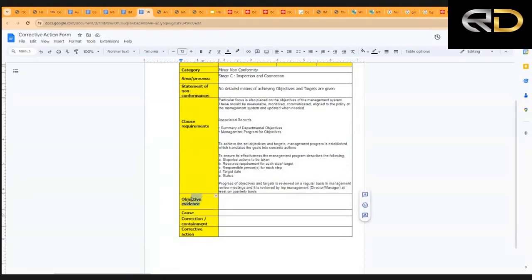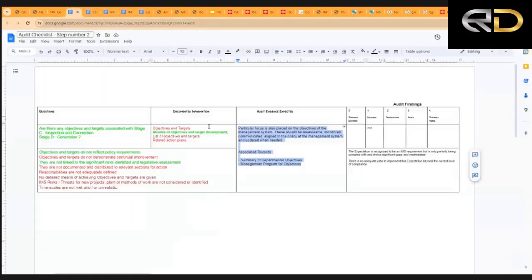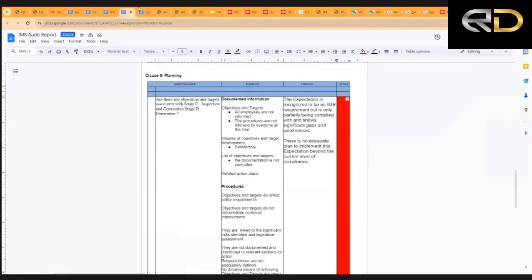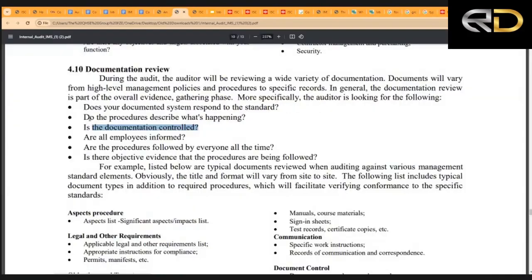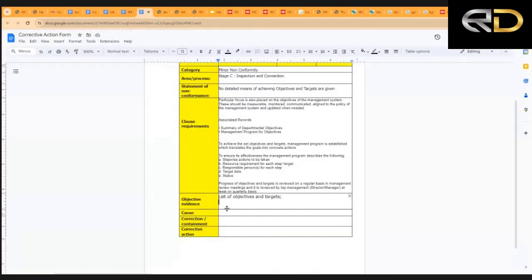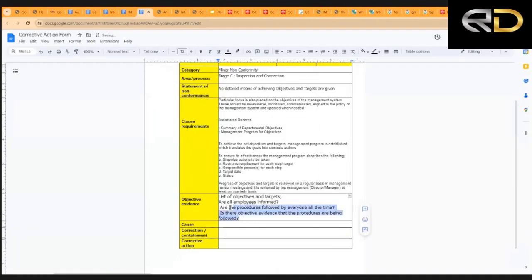And then you have to end with objective evidence. Objective evidence is to support why you say this requirement was not met. For example, you can say my objective evidence is that I did not see any list of objectives and targets. When I looked for the list of objectives and targets, the employees are not informed, there are no objectives that they are following, etc. These are the three things I did not see in your minutes of objectives and targets. All of these, I did not see them. So that is my objective evidence.